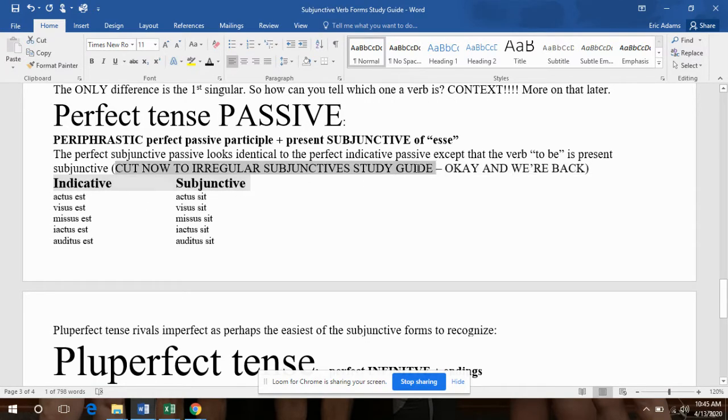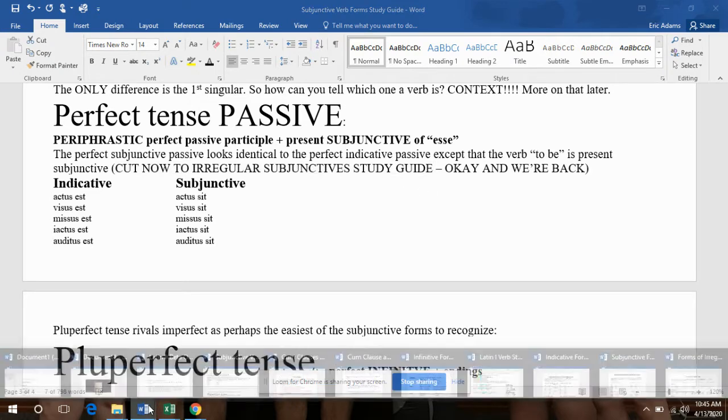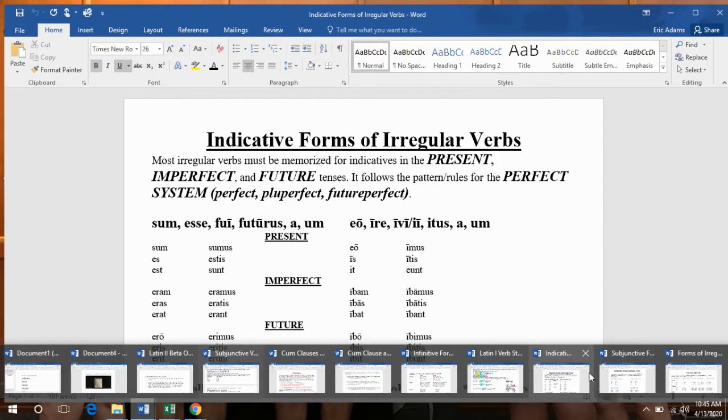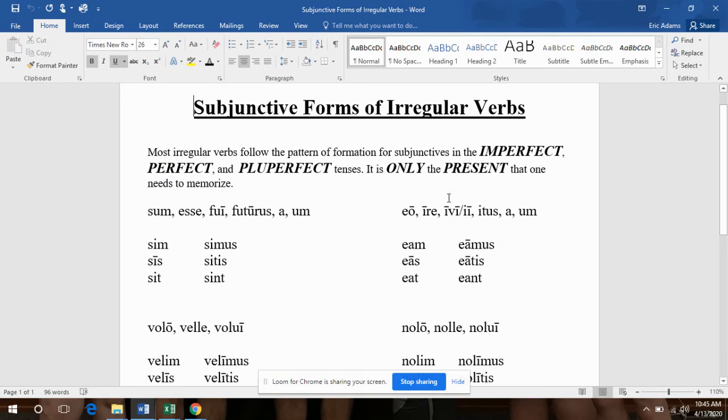So now we're going to cut to my irregular subjunctive study guide, which I will obviously make available for you as well. So here they are. Subjunctive forms of irregular verbs. The great news is that only the present tense of the irregular verbs in the subjunctive are the ones that you need to memorize because all of the others follow the pattern.